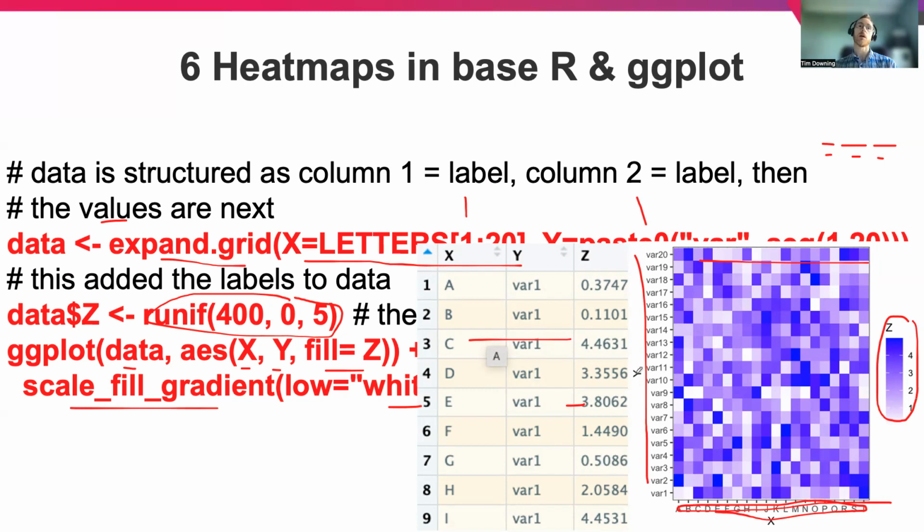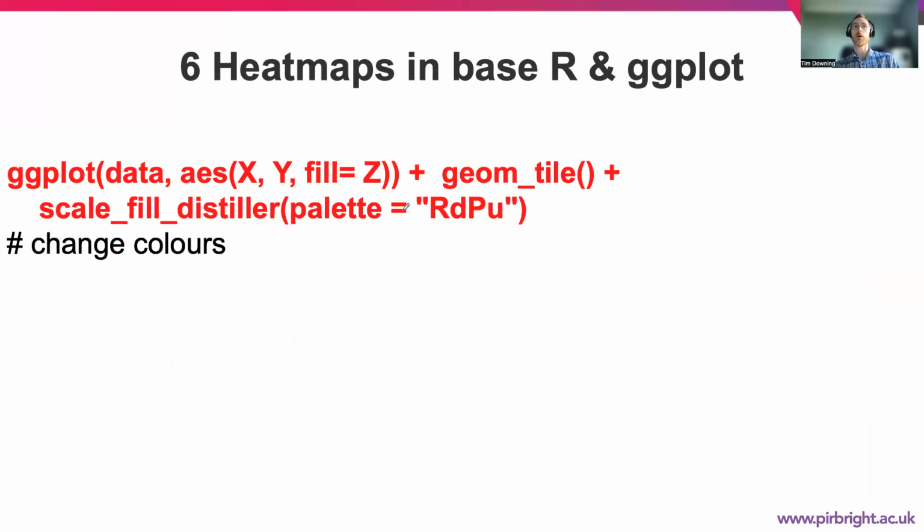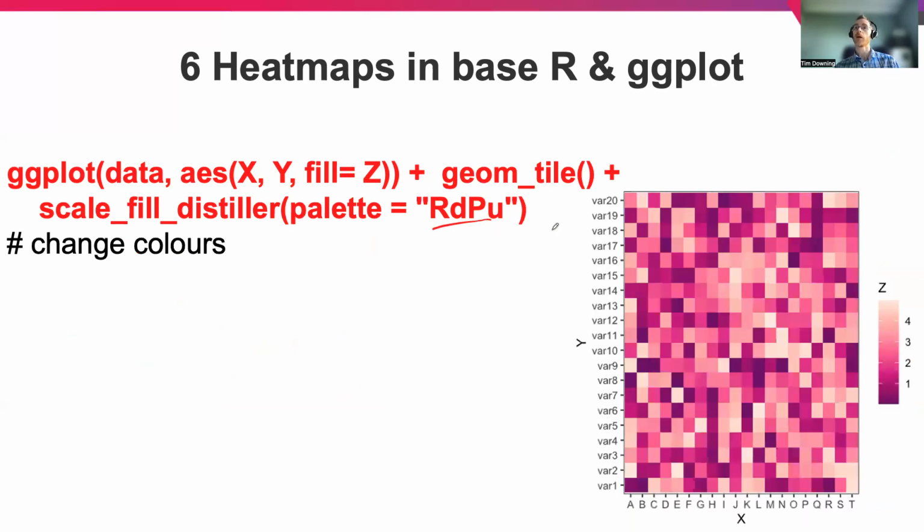You can see that it's just a data frame or matrix as input. So if you look at this, we can change the colors. We can take that same diagram and change the palette to red and purple, RdPu. We'll get something like this. So it's a different color scheme depending on what you think is most effective.